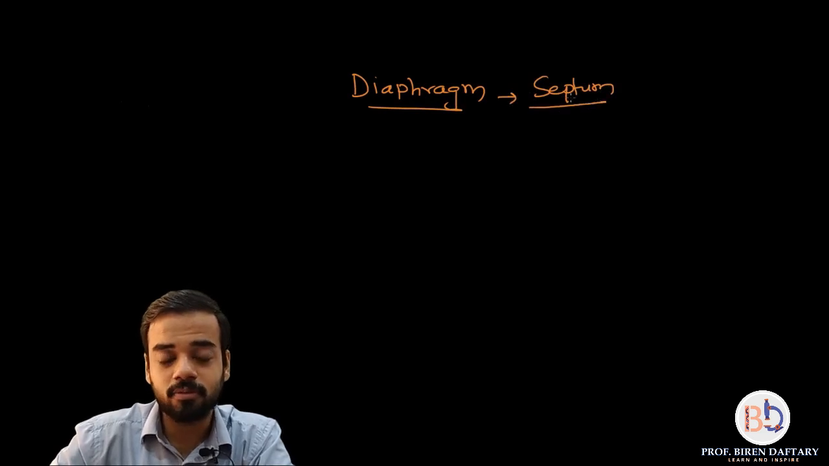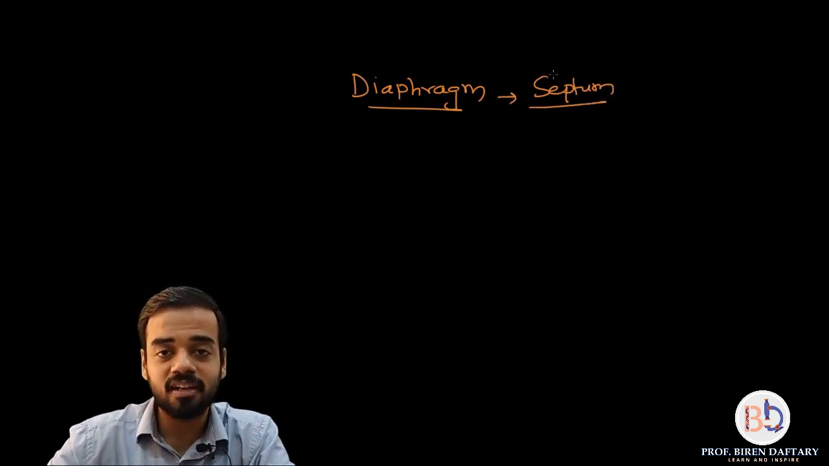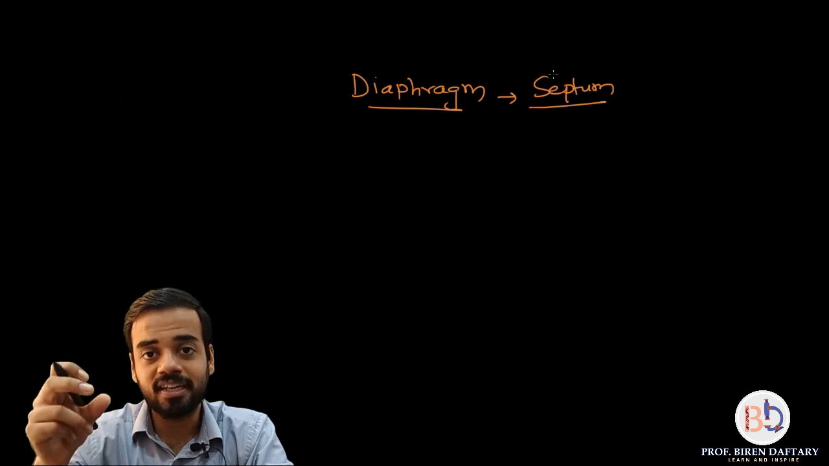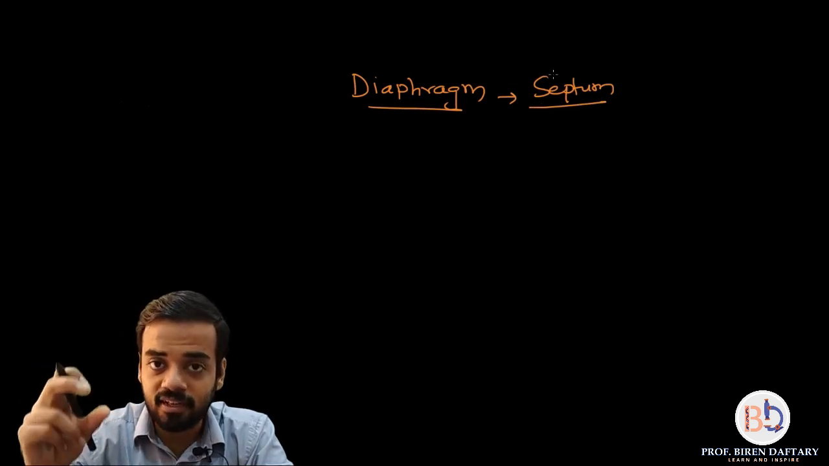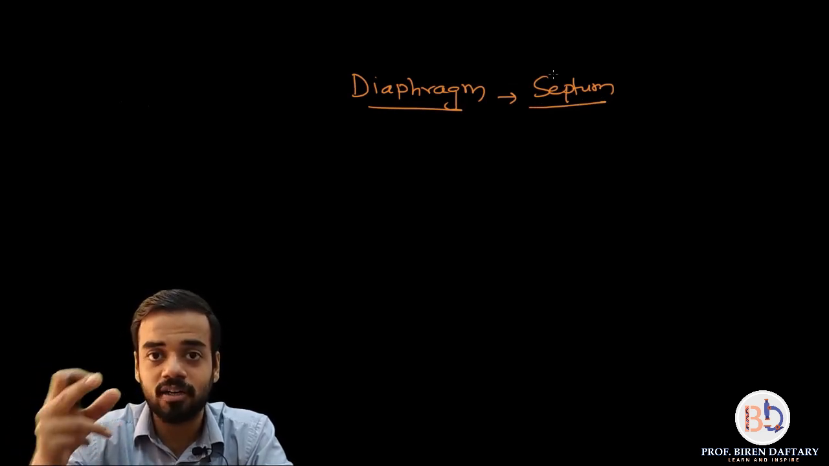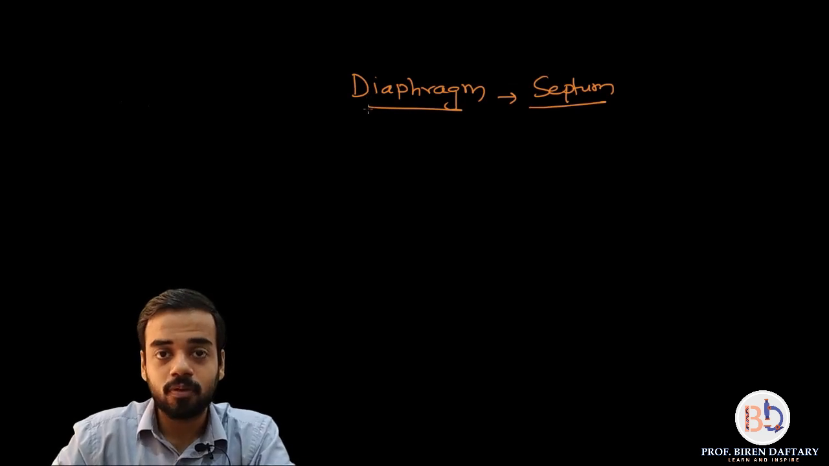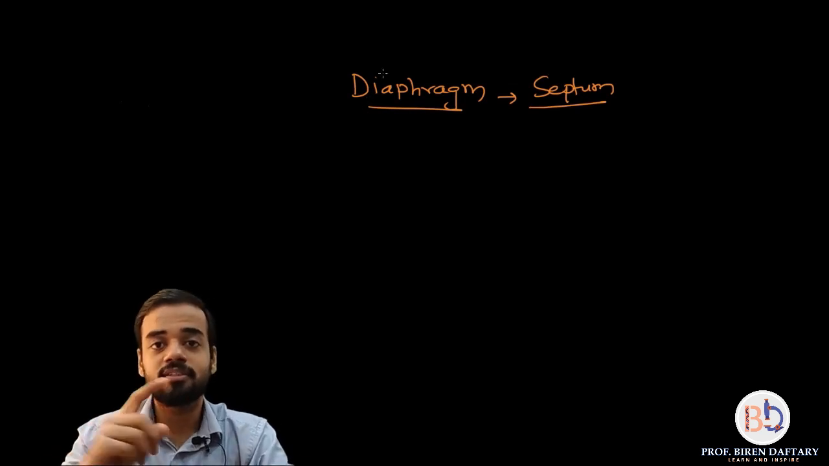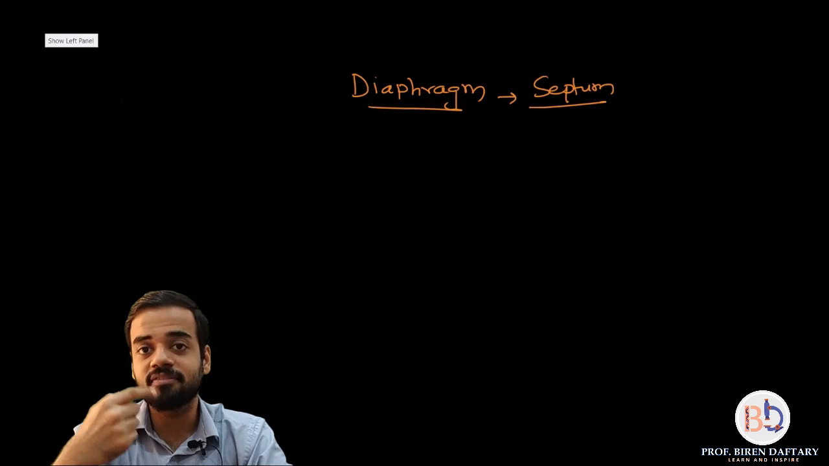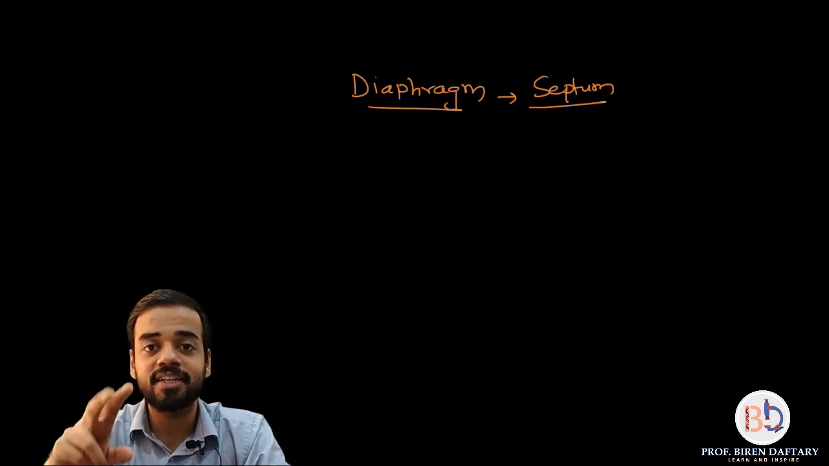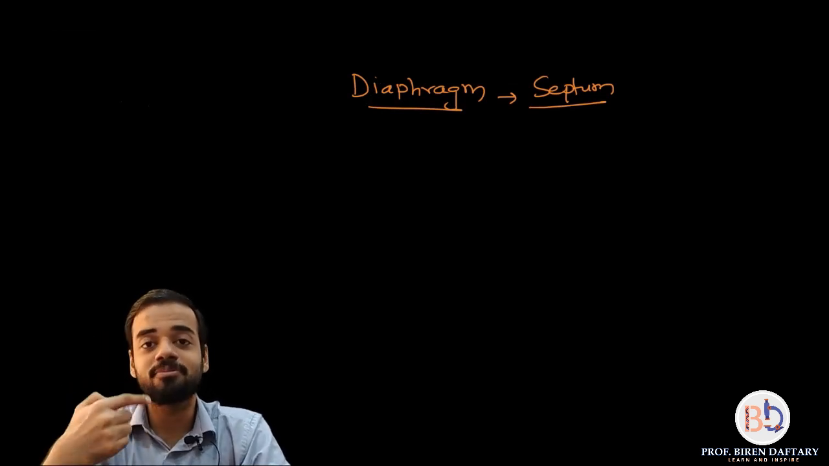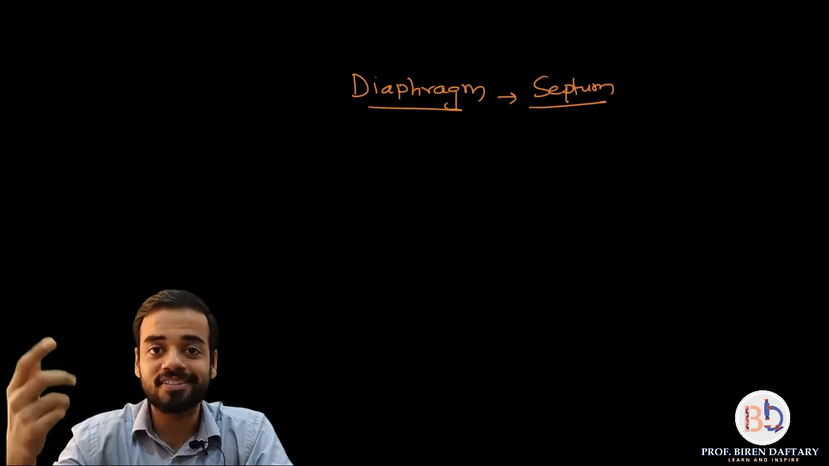Now what is a septum? So in biology, basically, a septum is like a wall. Any material which divides a single part into two parts is called a septum. For example, if you see this mesethmoid cartilage, it is dividing the entire nasal cavity into two nasal chambers. So this mesethmoid is also called a septum.